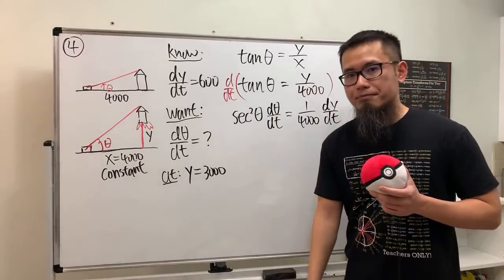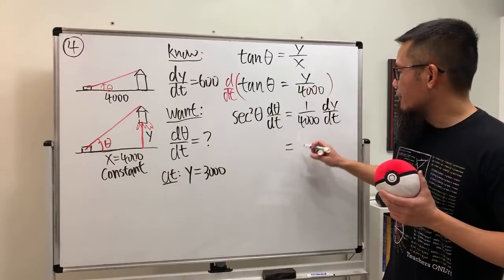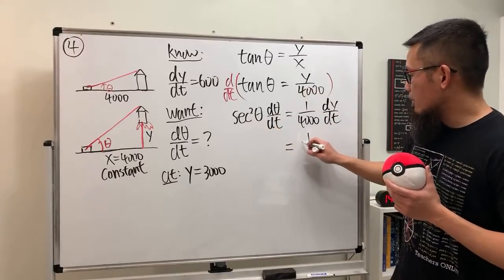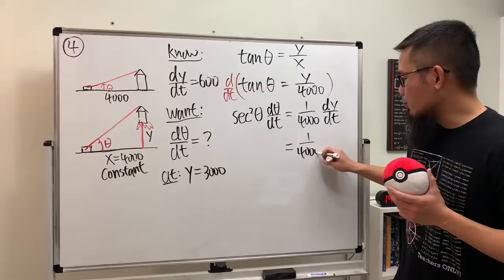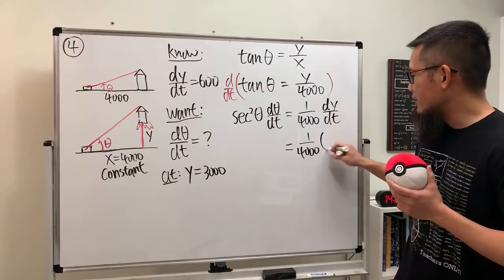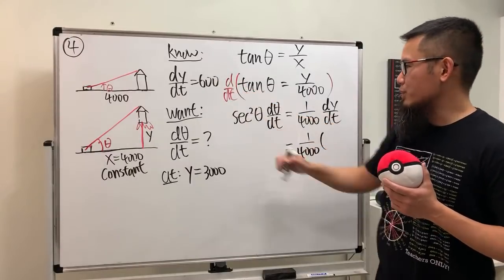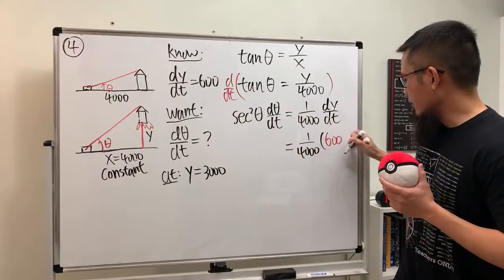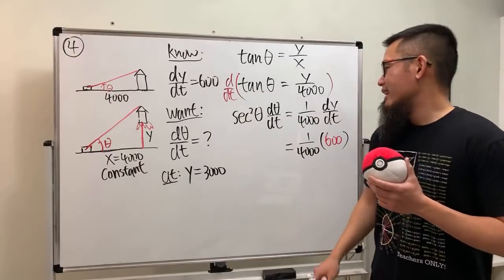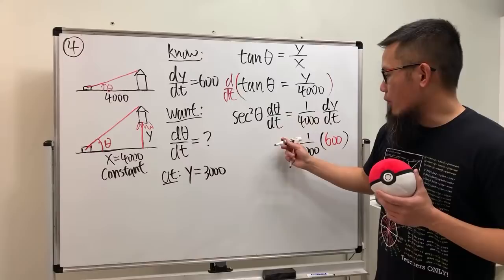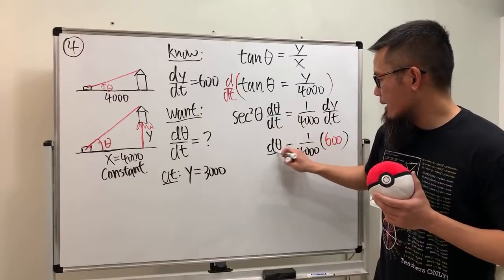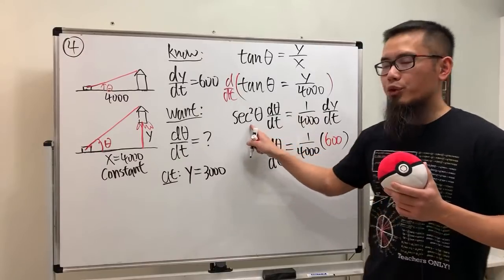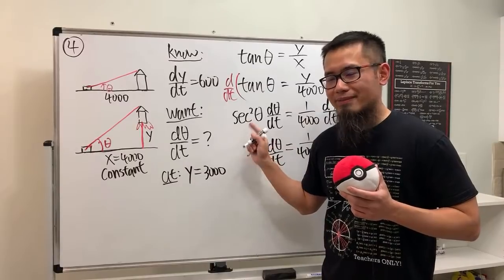All right? Good. Now, plugging in the numbers, we'll do the right-hand side first because it's easier. We know dy/dt is equal to 600 feet per second. d theta/dt, we don't know. Now, we have to figure out secant squared theta.